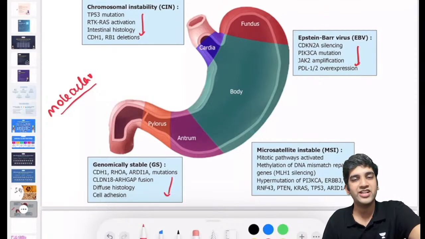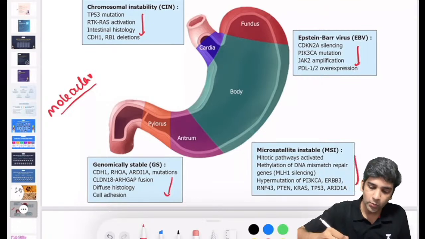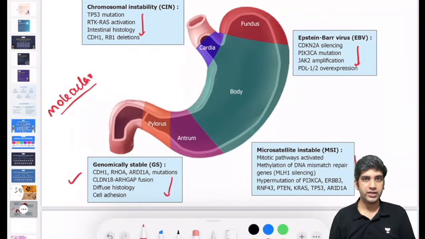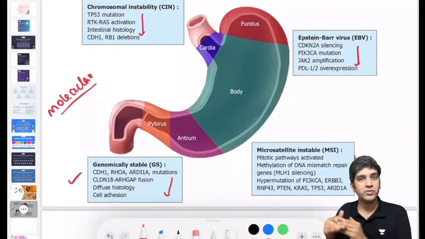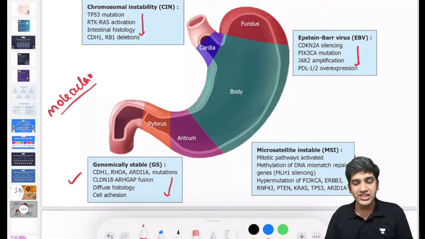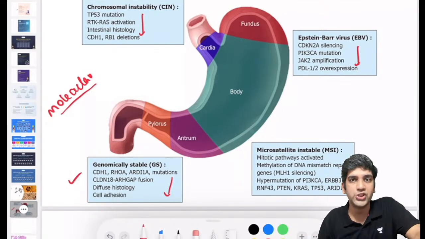One of the classifications which came in Lauren was the diffuse type of gastric carcinoma, which is familial. We had an MCQ as well, which is your CDH1 related, right? CDH1 is an E-cadherin loss. So when CDH1 is related, we call them a genomically stable cancer. The reason why it's called genomically stable is, can any one of you say what is the function of CDH1 gene?